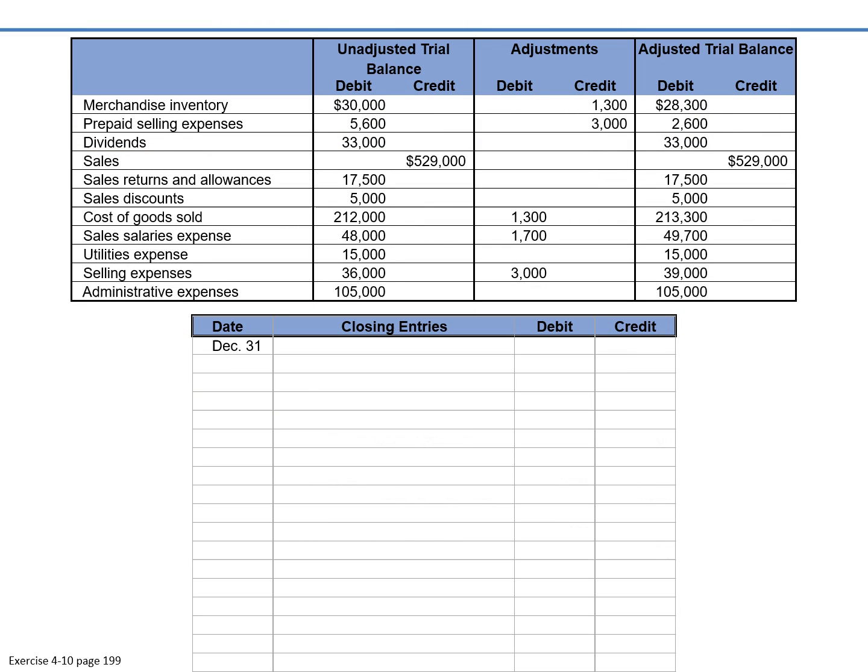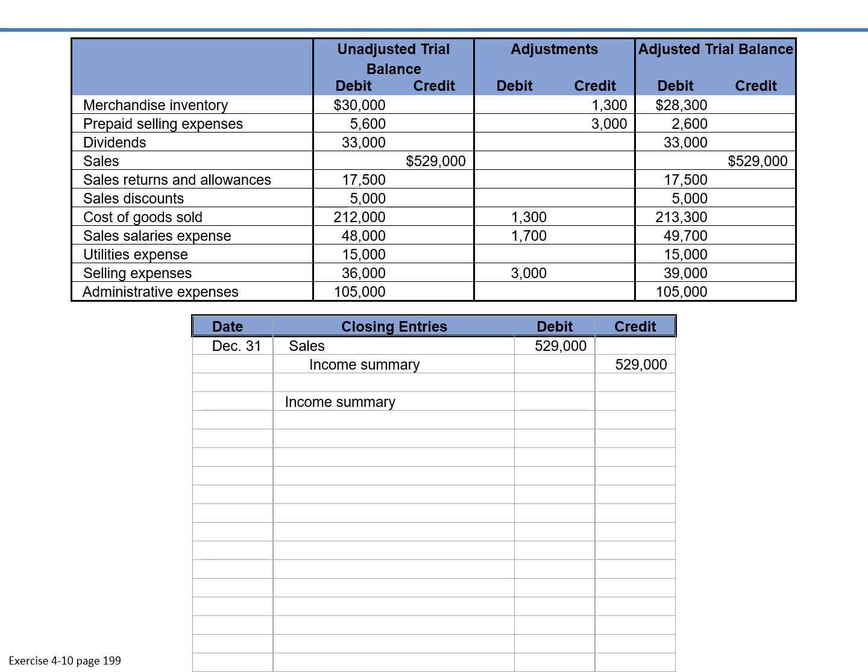Then we post all of our closing entries, right? So merchandise inventory and prepaid selling expenses, those don't close. Those are balance sheet accounts, right? So I guess they're starting with sales. So let's start with sales. To close the sales account, we have a credit. We need a debit to take it to zero. The other side is income summary.